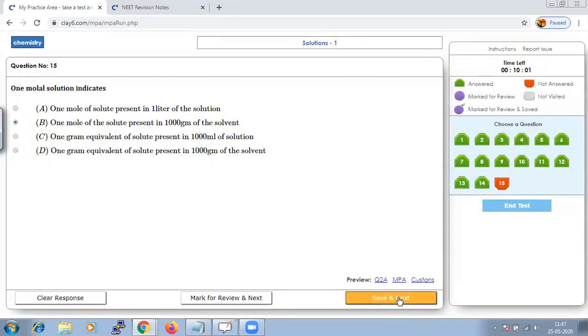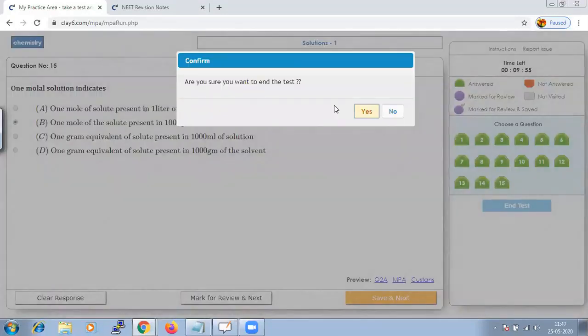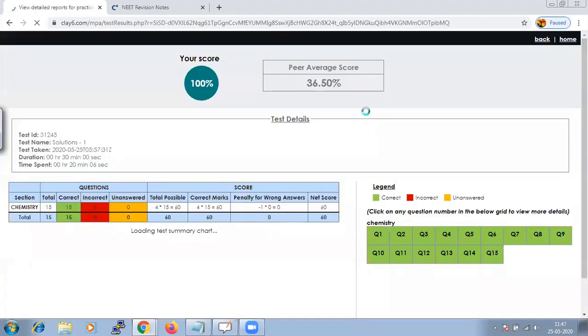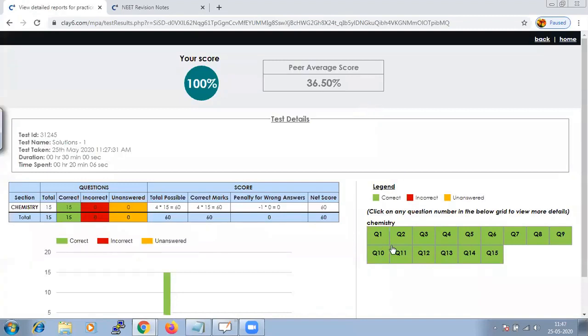Let us save that and end the test since we have completed all the questions. Since we have done all the questions right, all the 15 questions are indicated in green color. But in case you give any answer wrong, it would be indicated in red color. And if we leave any answer unanswered, that is we do not attempt the question, then the color will be orange.